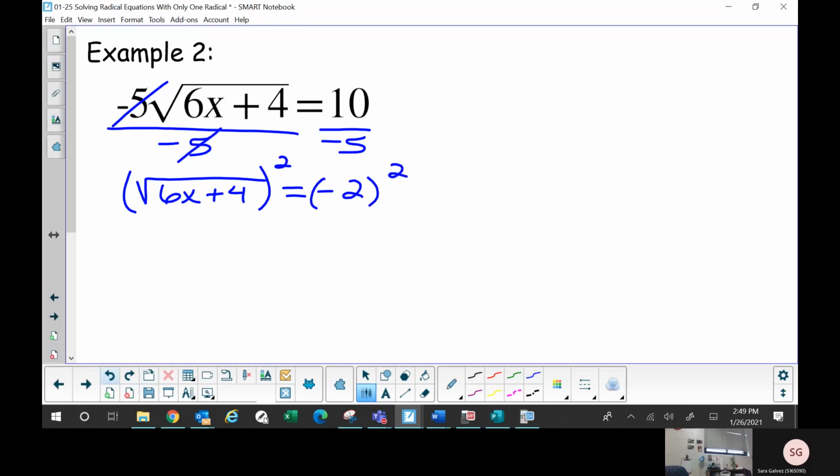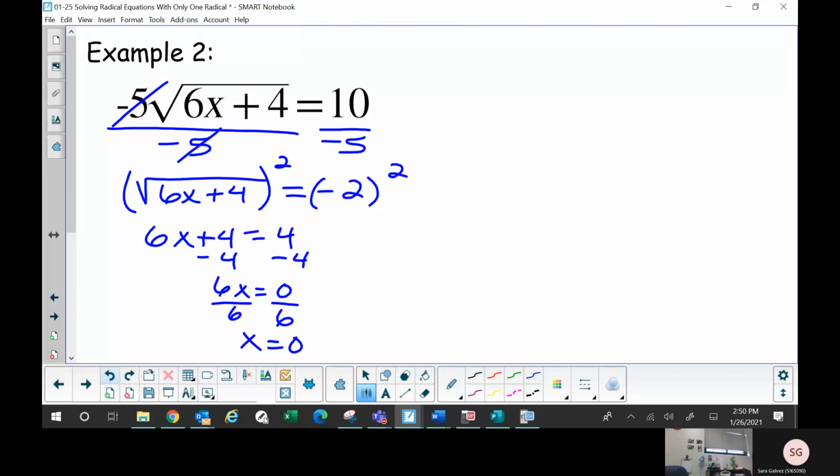Okay, when you square both sides on the left, you are just left with what's underneath the radical, which is 6x plus 4. And then -2 squared is what? Subtract 4. We have 6x equals 0. Divide by 6. You end up getting x is 0.